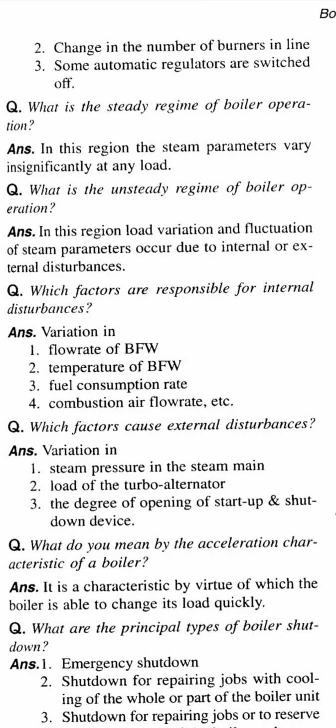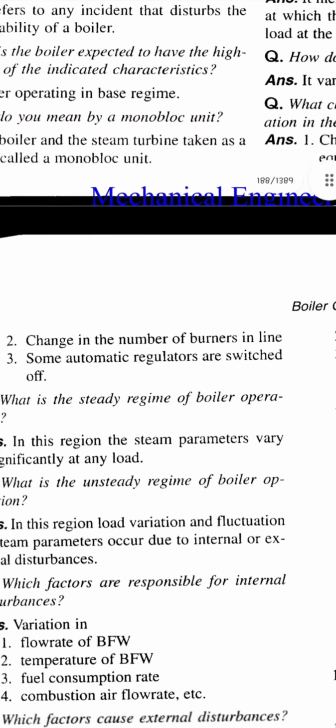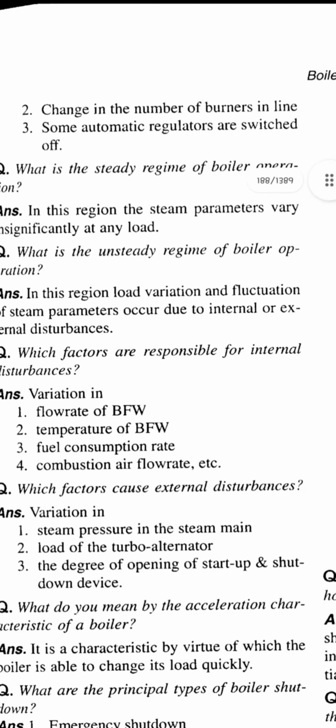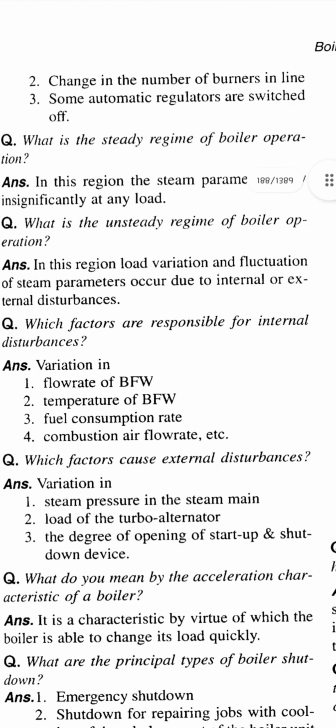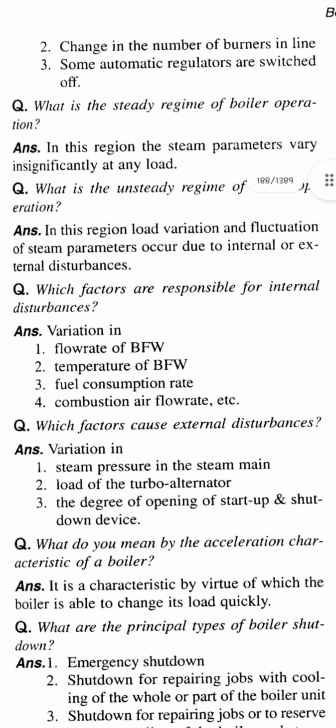Again, previous question, what are the changes affected during load variation in the allowable load range? Change in composition of auxiliary equipment, change in number of burners in line, some automatic regulators are switched off. Question, what is the steady regime of boiler operation? In this region, the steam parameters vary insignificantly at any load.